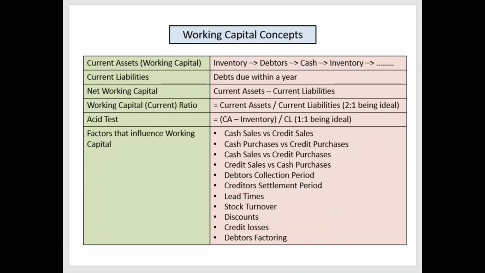The next concept is the working capital ratio, where we simply take our current assets that we have now calculated and divide them by our current liabilities. I made a claim there. I said 2 to 1 is ideal. It's ideal if your current assets are twice as much as your current liabilities. Please understand that that is not true in all cases.